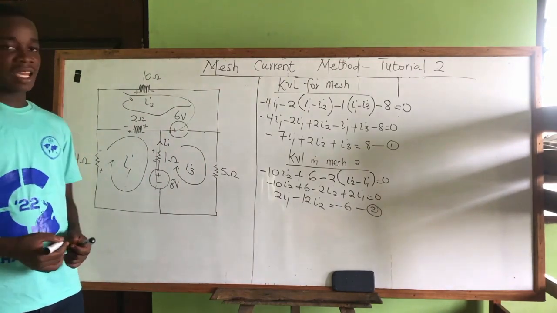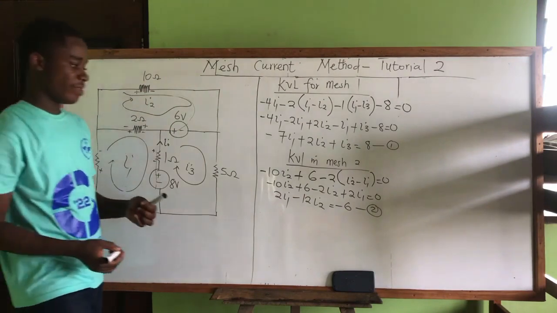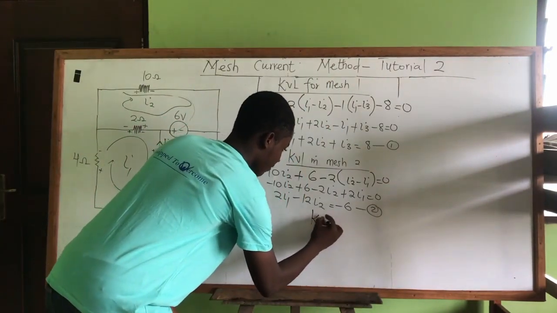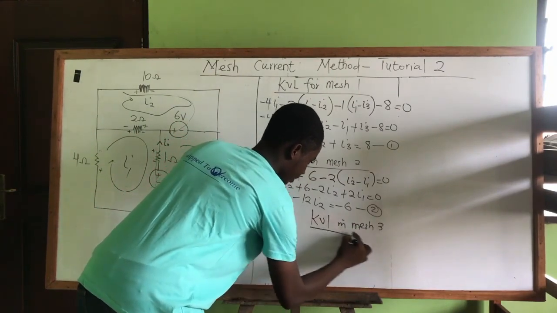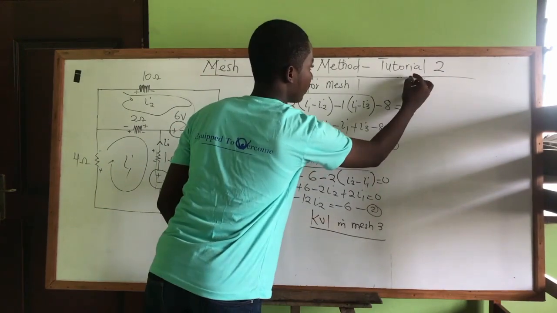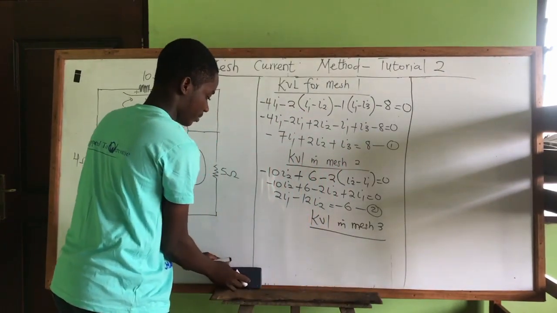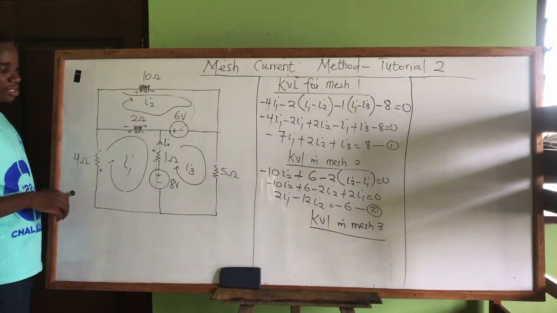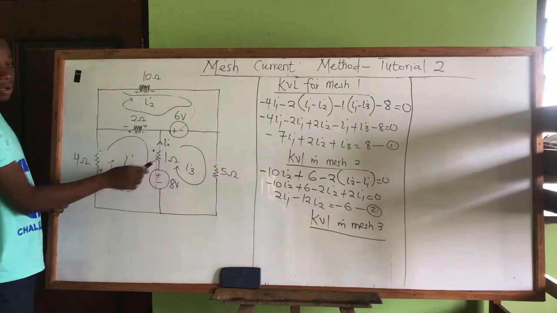We are left with the final mesh, which is mesh 3. So let's write KVL in mesh 3. Good. So what's happening in this mesh? In this mesh we have what elements? 6 volts, 5, 8, and 1.